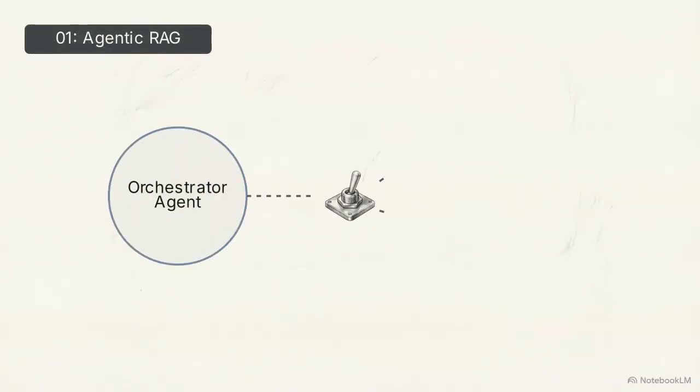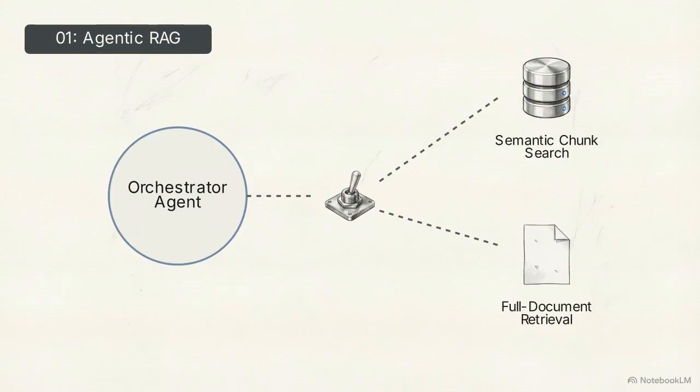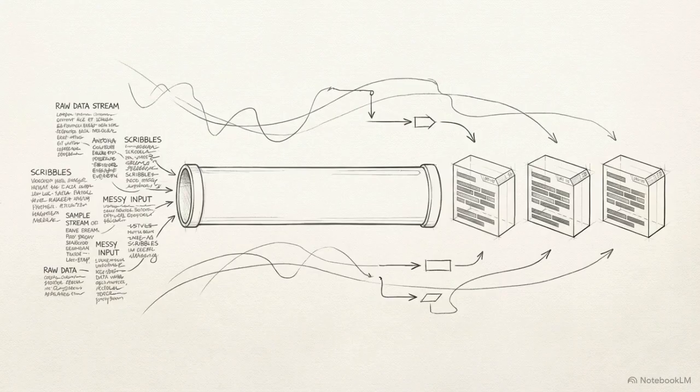We begin with Technique 1, Agentic RAG. Instead of forcing every query through a static vector search, an orchestrator LLM acts as an intelligent switch. It evaluates the user's intent and dynamically routes the request to either a semantic chunk search or a full document retrieval tool.